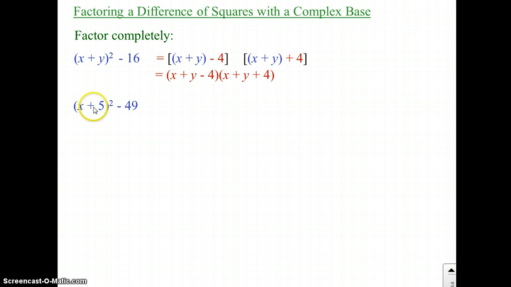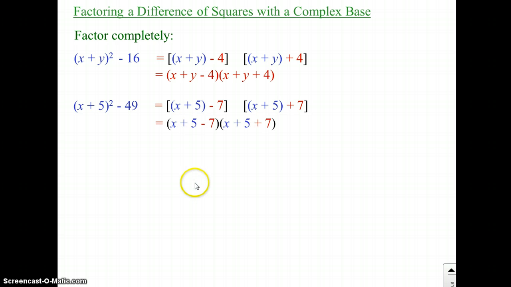If we try one more, x plus 5 all squared minus 49. Again, make your 2 sets of brackets. The square root of x plus 5 all squared is x plus 5. The square root of 49 is 7. So we get x plus 5 minus 7, and we get x plus 5 plus 7. So again, the square roots become conjugate binomials. And now we can simplify inside the bracket. So we get x plus 5 minus 7 times x plus 5 plus 7, or in simplest terms, x minus 2 times x plus 12.